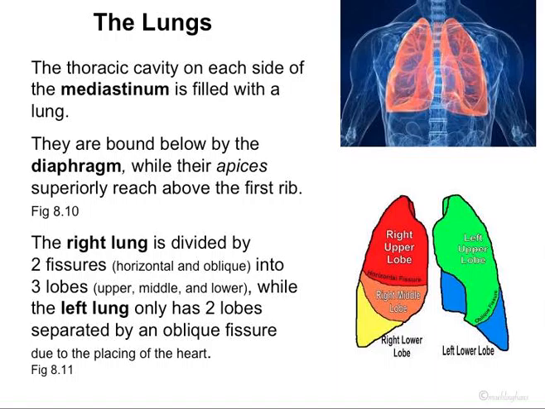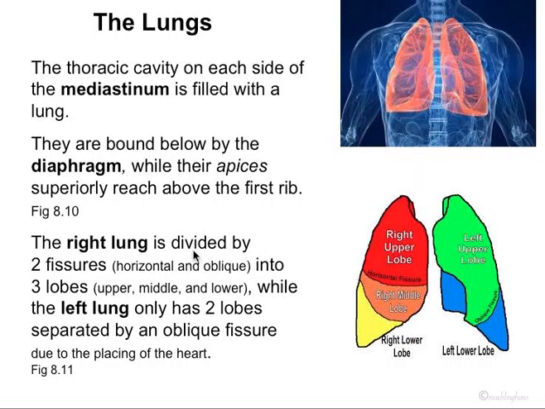The thoracic cavity on each side of the mediastinum, that's the middle part of the thoracic cavity where we have the heart in, is filled with a lung. They are bound below by the diaphragm, and their apices, their tips, superiorly reach above the first rib. So you've got to visualize that. That's actually a big deal, because you see this here on the picture. This is the clavicle, your collarbone. And the lungs go above the collarbone. So when you go above the collarbone into that divot there, medially towards the neck, you have lung going all the way up to there.